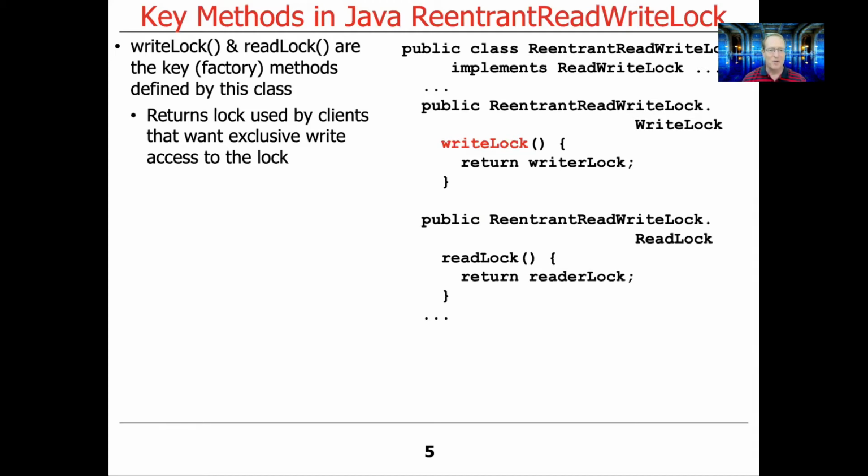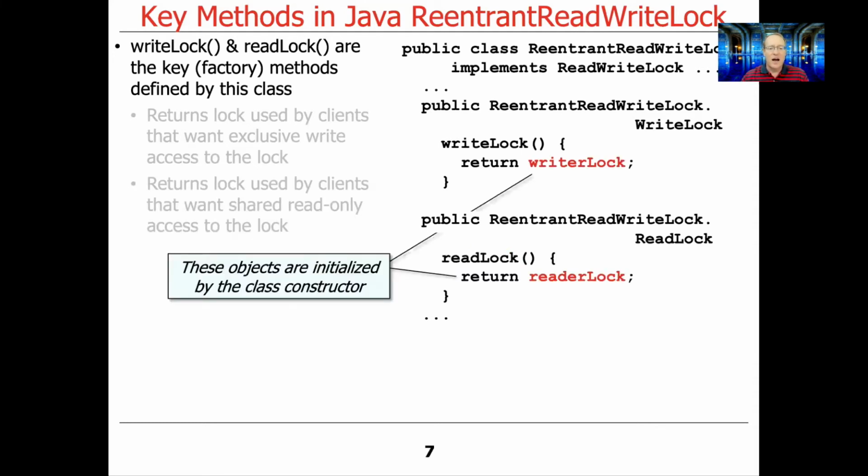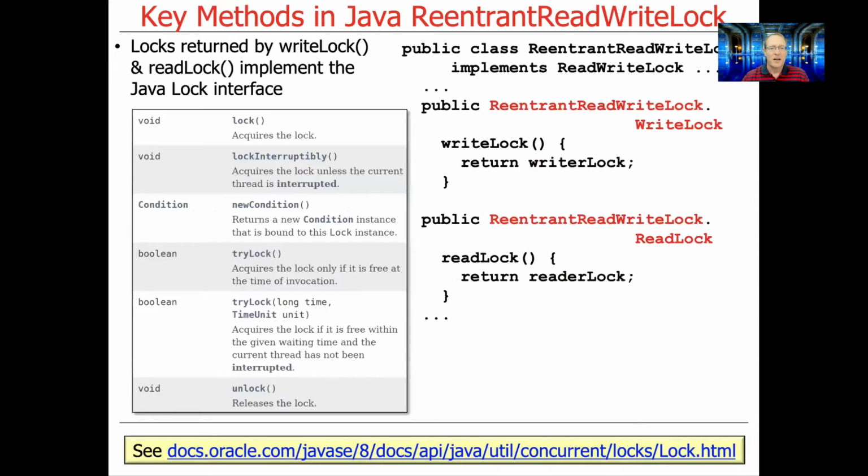they're used by applications. So the WriteLock factory method returns the writer lock, which is, of course, the lock that's used by clients when they want exclusive write access to this ReentrantReadWriteLock. And not surprisingly, again, the ReadLock factory method returns a lock that's used by the client when they want shared read-only access to the lock. These objects, of course, as we just saw, are initialized by the class constructor.